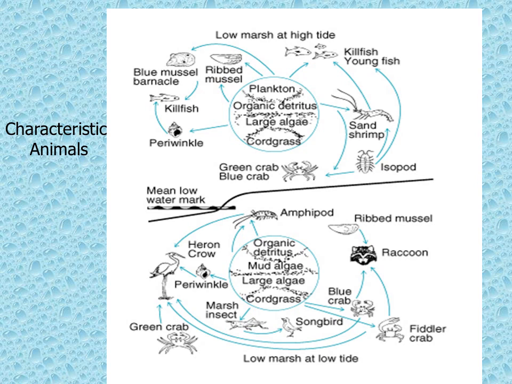But then you see some bird species and raccoons. I know it seems really odd to have just a picture of a raccoon there as being a very common low marsh organism, but it is. When that tide goes out, that opens up a lot of those ribbed mussels for those raccoons to eat.